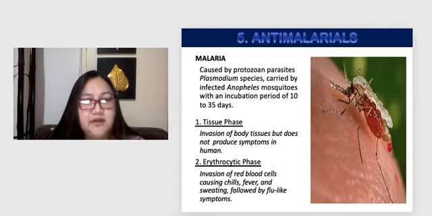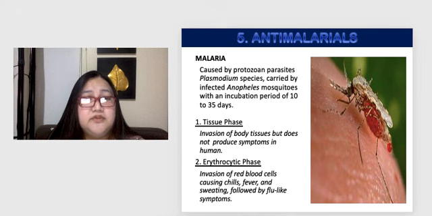Next are antimalarials. Antimalarials are drugs for malaria. And malaria is a disease caused by protozoan parasites, Plasmodium species. Okay? And this is carried by infected Anopheles mosquito.